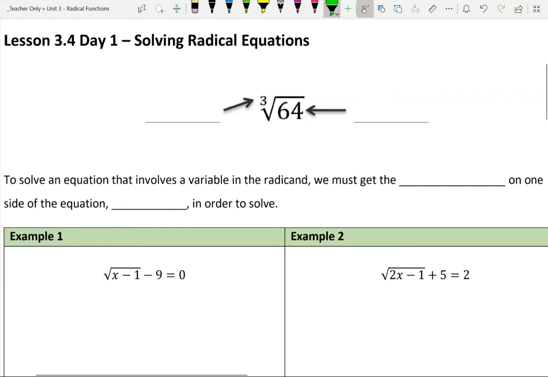Hi, folks, and welcome to Solving Radical Equations. This is lesson 3.4, day 1. Tomorrow we're going to continue this idea, but today I think you're going to be okay to start it off without me. Sorry, I can't be there.